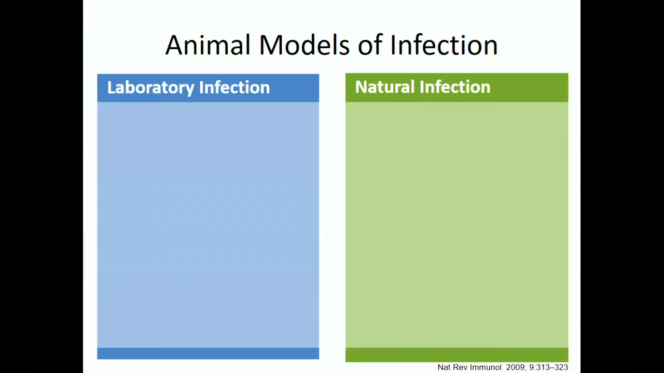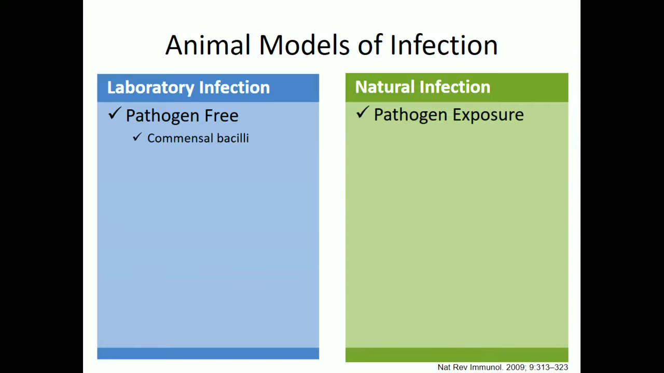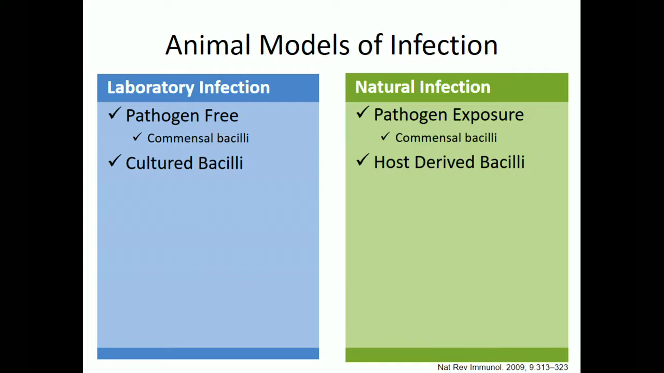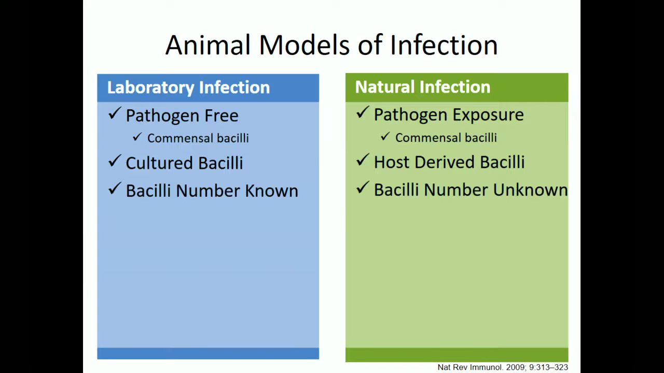There are many differences between these 2 models, as I've mentioned. We were dealing with pathogen, with natural infection. The guinea pigs available in South Africa are not pathogen-free. So we know that gut flora influence immune response. We're using cultured bacteria in laboratory studies, and here we're using host-generated, low doses of host-generated bacteria, unpredictable in terms of number and unpredictable in terms of strain.